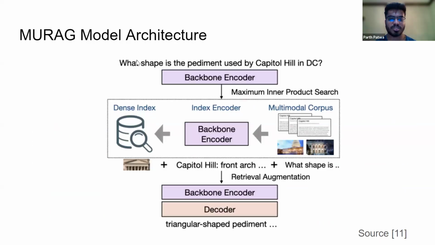And this is how it works in runtime. We have a query, we are encoding it with our backbone. Then all the documents are also encoded with our backbone. In this case, the documents are multimodal, and it is retrieving chunks of images and text. These chunks are augmented with the query, again given to the backbone encoder. And finally, the output of the backbone encoder is passed to a decoder to get the final answer.